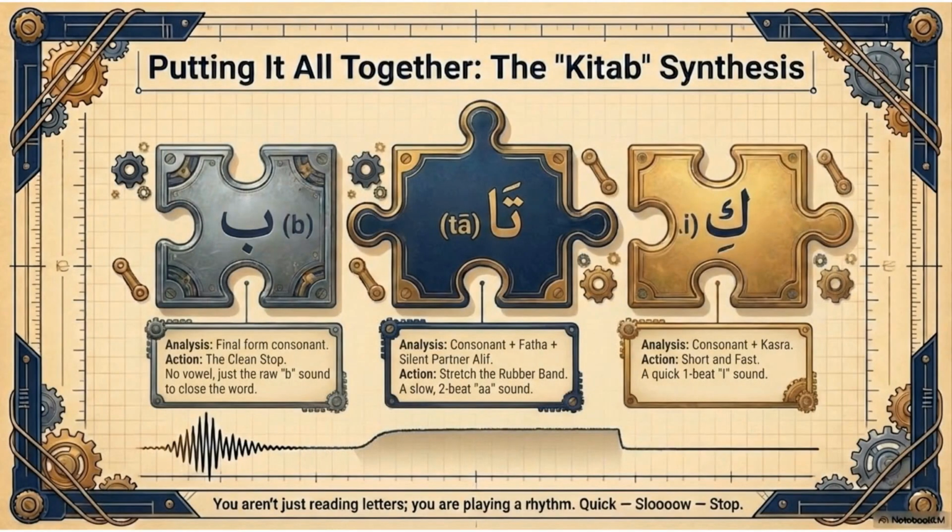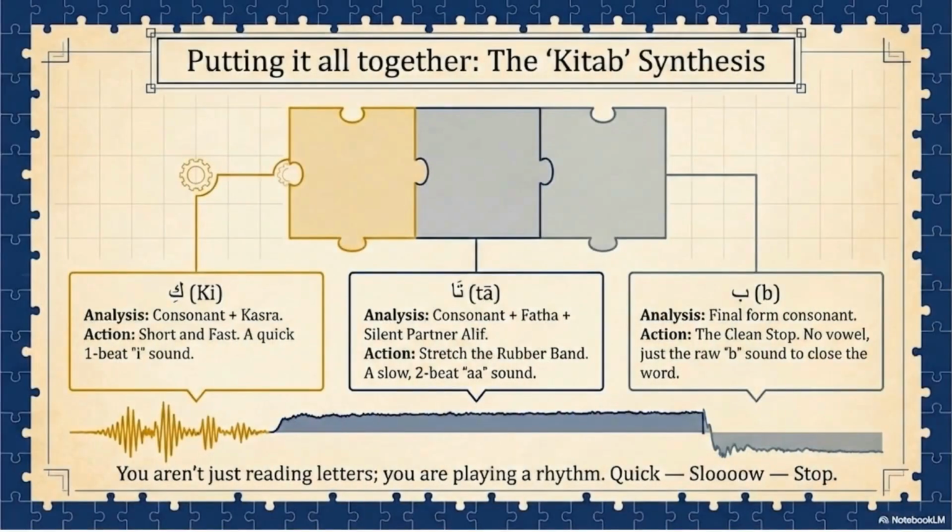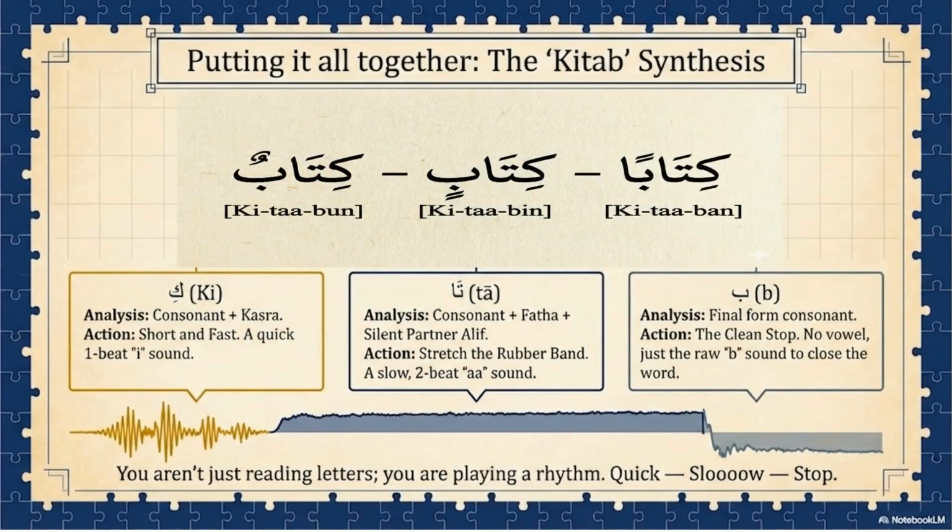Kitab. Remember that reading is a rhythm. Quick, slow, stop. For Kitab, we start with the quick ki, move to the slow ta, and finish with the stop on boon, bin, or ban, depending on the hidden N modifier.